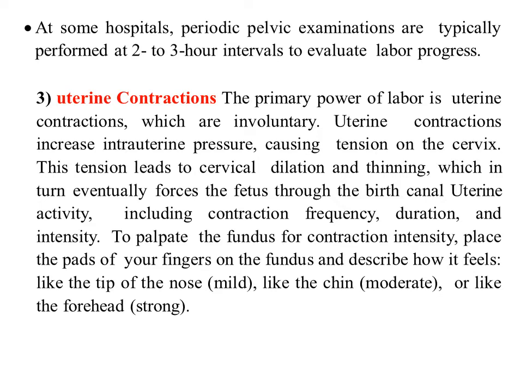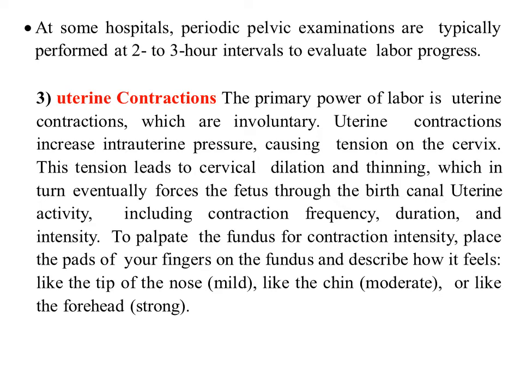Uterine contraction. The primary power of labor is uterine contraction, which is involuntary. Uterine contraction increases intrauterine pressure, causing tension of the cervix. This tension leads to cervical dilation and effacement, which in turn eventually forces the fetus through the birth canal. Uterine activity includes contraction frequency, duration, and intensity.